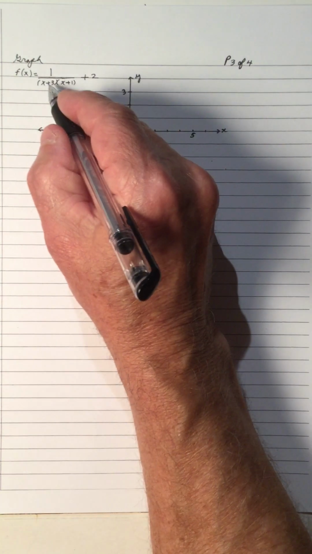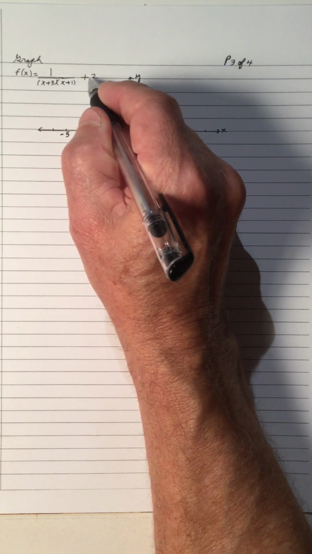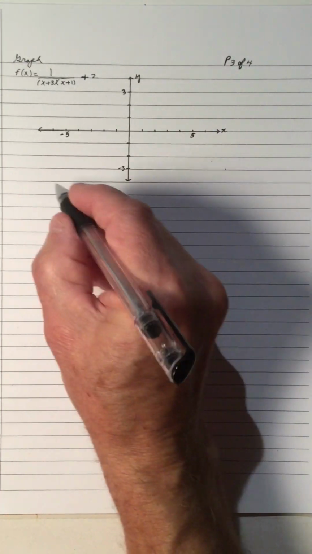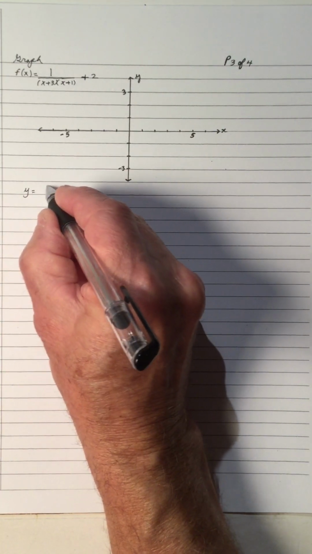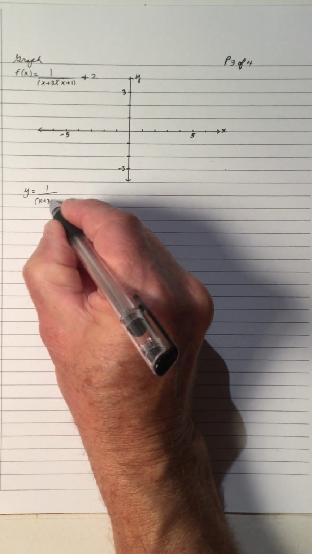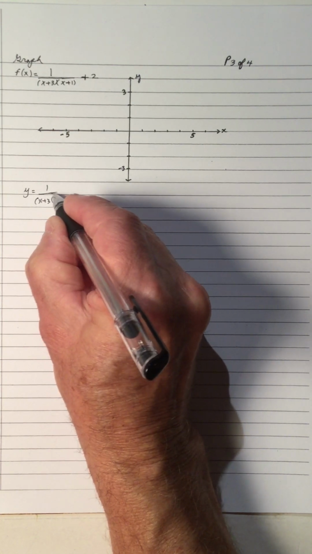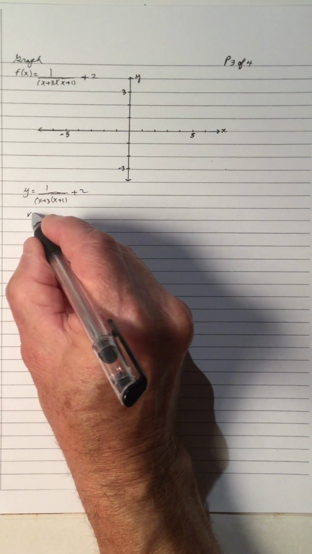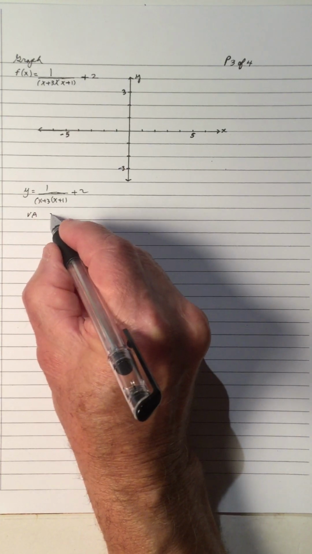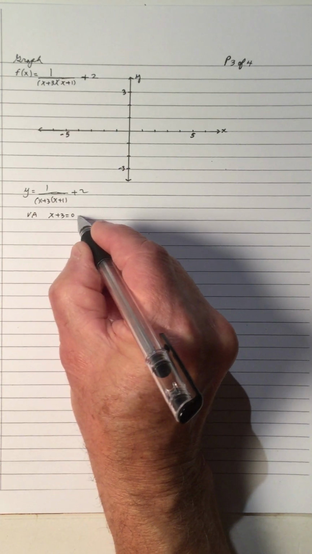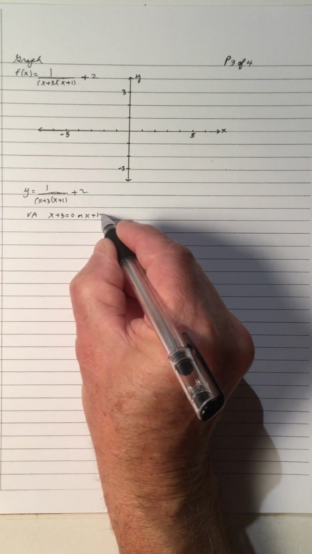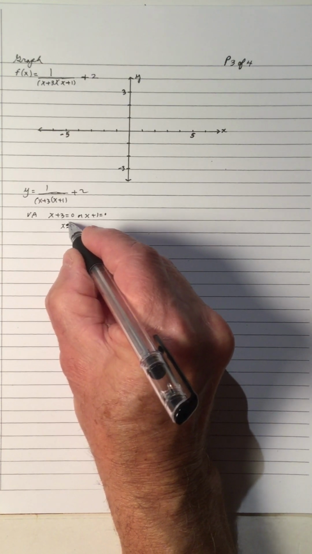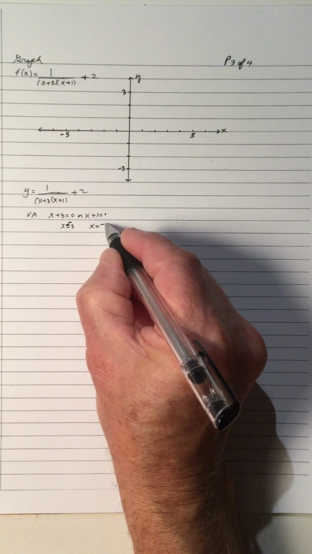F of x equals 1 over (x plus 3)(x plus 1), add on 2. So we make this equation y equals 1 over (x plus 3)(x plus 1), add on 2. And we'll look at the vertical asymptotes of this one. It's when you let your denominator equal 0. We have 2 vertical asymptotes. One is at -3, and the other one is at -1.